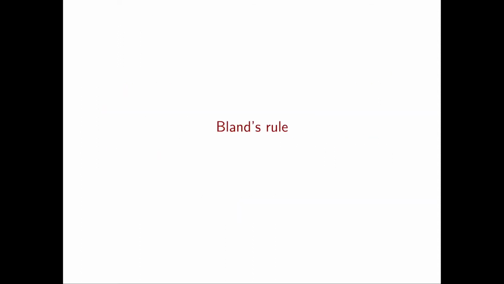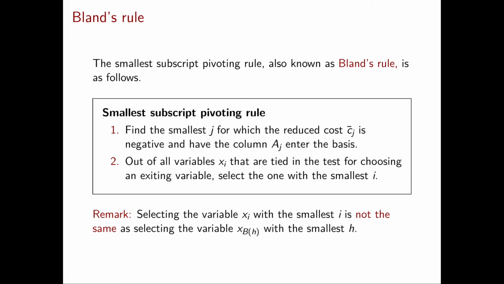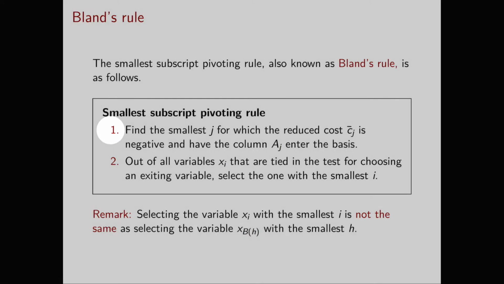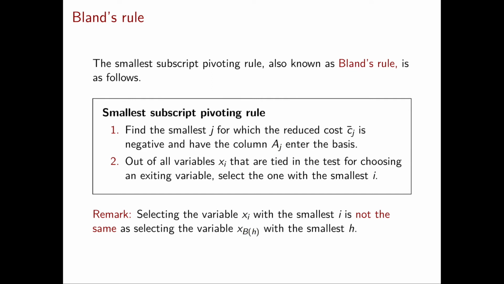The next pivoting rule that we're going to discuss is Bland's rule, which is also known as the smallest subscript pivoting rule. This rule is very simple to define, so let's do it right away. Regarding the entering variable, we need to find the smallest j for which the reduced cost c bar j is negative and have the column Aj enter the basis. Regarding the exiting variable, out of all the variables xi that are tied in the test for choosing an exiting variable, we select the one with the smallest i. Essentially, in this pivoting rule, when we have a tie, we always break it by picking the smallest index.